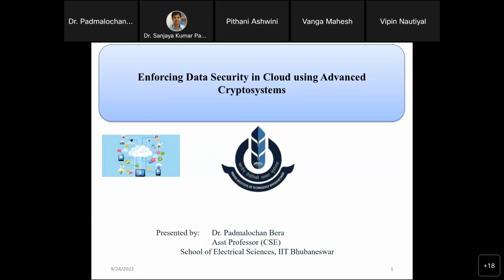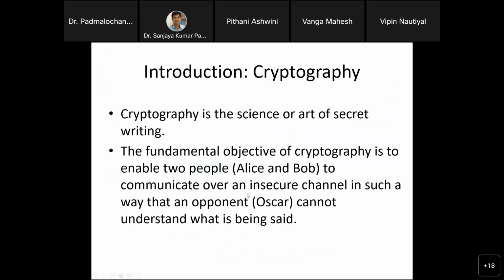So let us resume. I'll start the second session with the topic: data security for cloud with advanced crypto systems. Just a second.